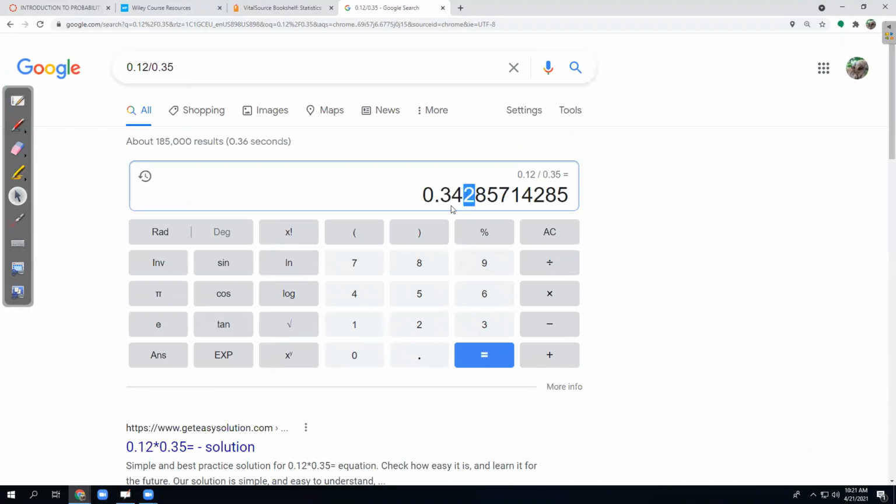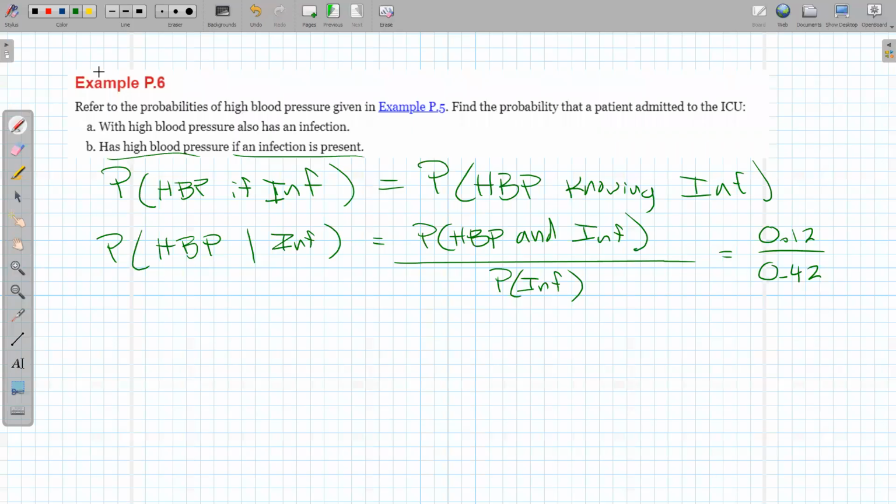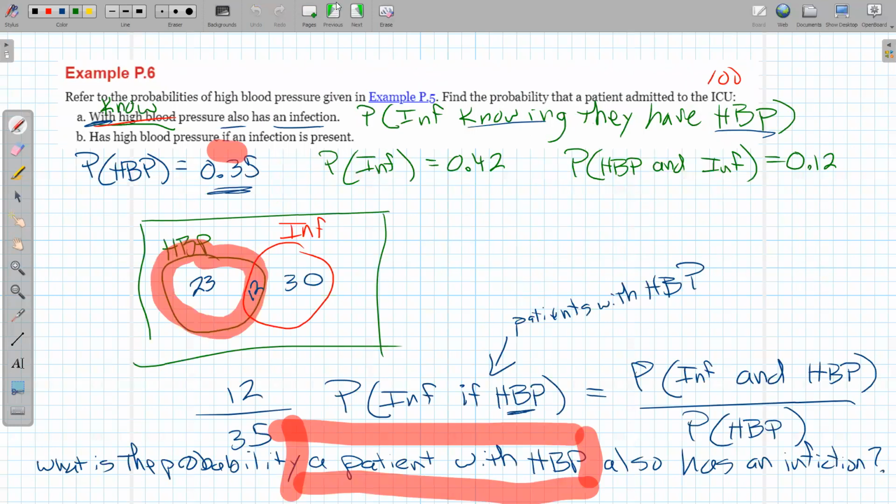The 8 says round it up. So I would call this 0.343, approximately, or we could say 34.3%. And in the homework, just pay attention to whether it asks for a decimal or a fraction, or if it has the percent symbol outside the box.